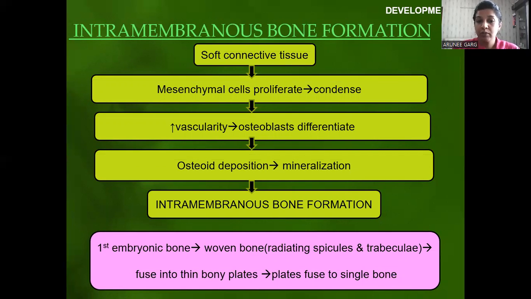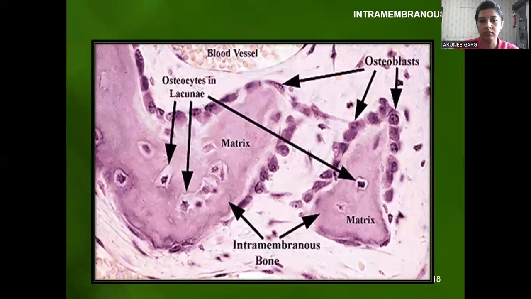The first embryonic bone is a woven bone, which has radiating spicules and trabeculae. They fuse into thin bony plates, and these plates then fuse to form a single bone. This is what happens in intramembranous bone formation.